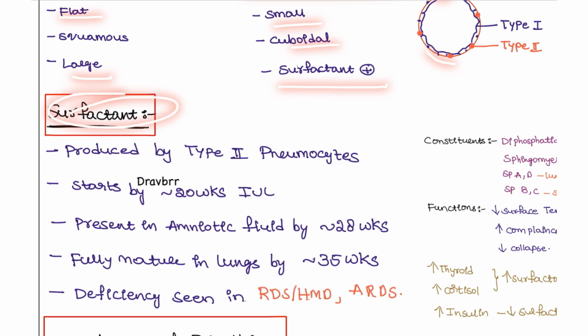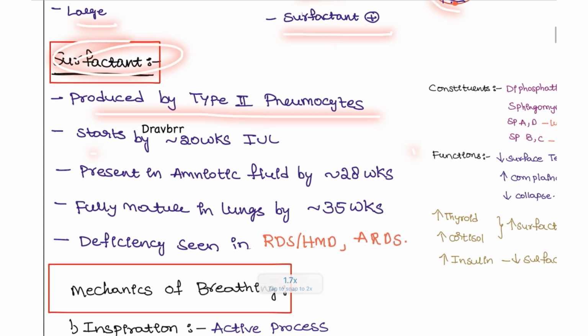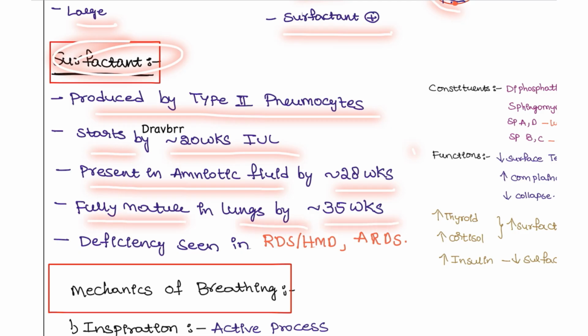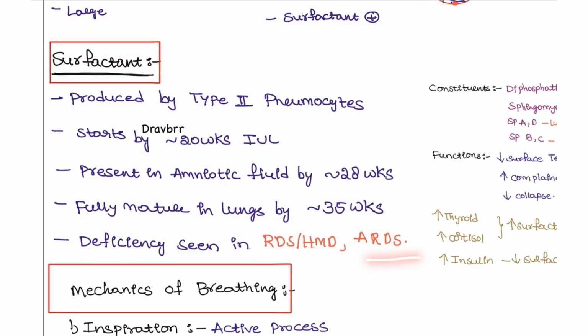What is surfactant? Surfactant is produced by the type 2 pneumocytes, and it starts being produced at 20 weeks of intrauterine life, is present in the amniotic fluid by 28 weeks, and is fully mature in the lungs by 35 weeks. So a deficiency of this surfactant is seen in respiratory distress syndrome, hyaline membrane disease, and also acute respiratory distress syndrome in adults.